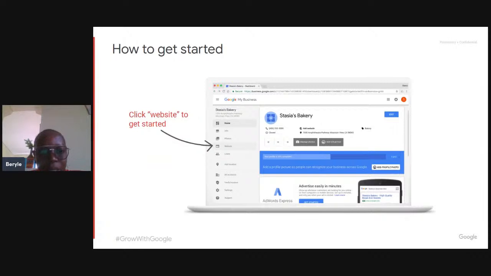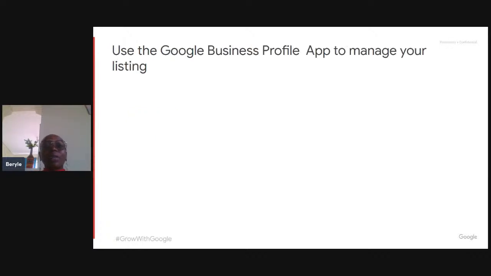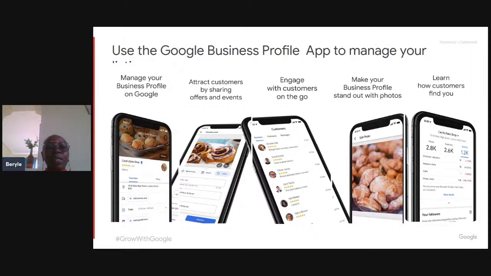When you're creating the website, you can see there's a tab that you have to click on. There's home, there's info, photos, and the fourth tab, website. Click on that to get started with creating your own website. I did mention that you can create and manage your business profile on the go with your phone. You can manage your profile with the Google My Business app. You can attract customers by sharing offers and events.